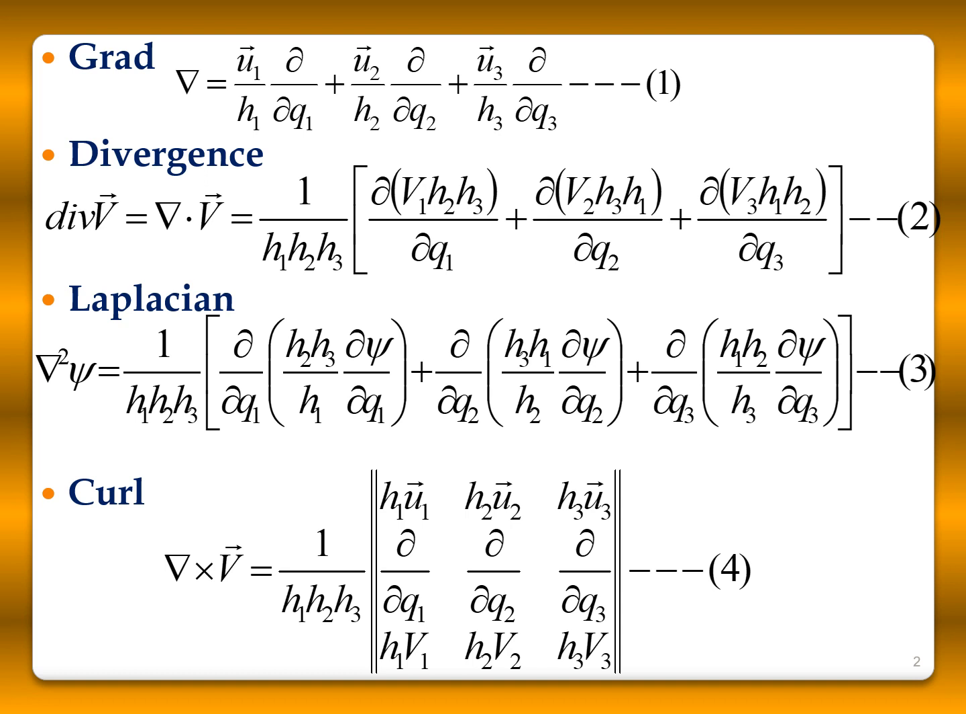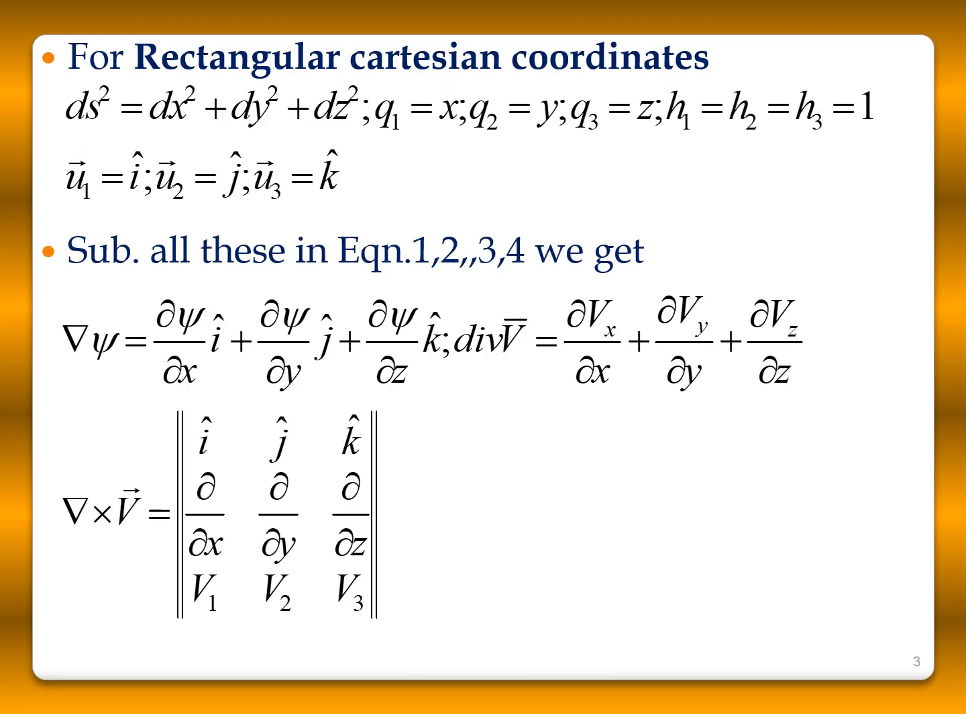And the curl is 1 by h1 h2 h3 times the determinant with rows h1 u1 vector, h2 u2 vector, h3 u3 vector; dou by dou q1, dou by dou q2, dou by dou q3; h1 v1, h2 v2, h3 v3. This derivation is already derived and posted in the previous video in terms of curvilinear coordinates. So these are all the expressions for the curvilinear coordinate.